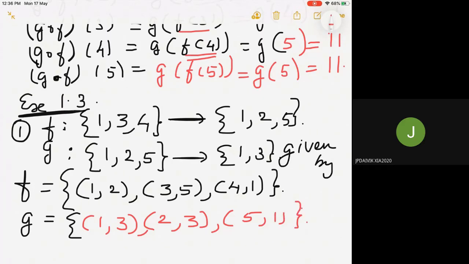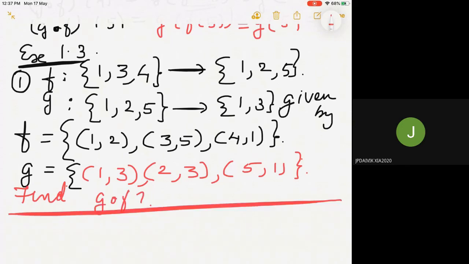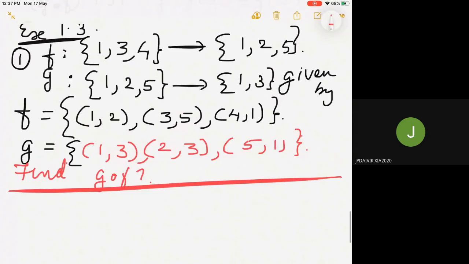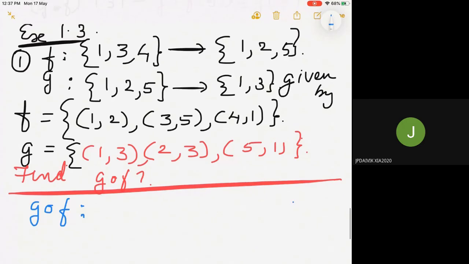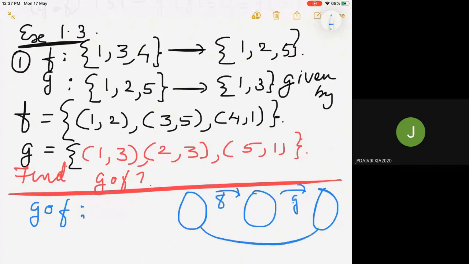Find G dot F. So for that, just like this, you have to now write G dot F. When you are asked to write a function, it will have two parts. First of all, you have to say it from which set to which set. F is from... this figure you have to remember. F here, G here, then G dot F is like this.